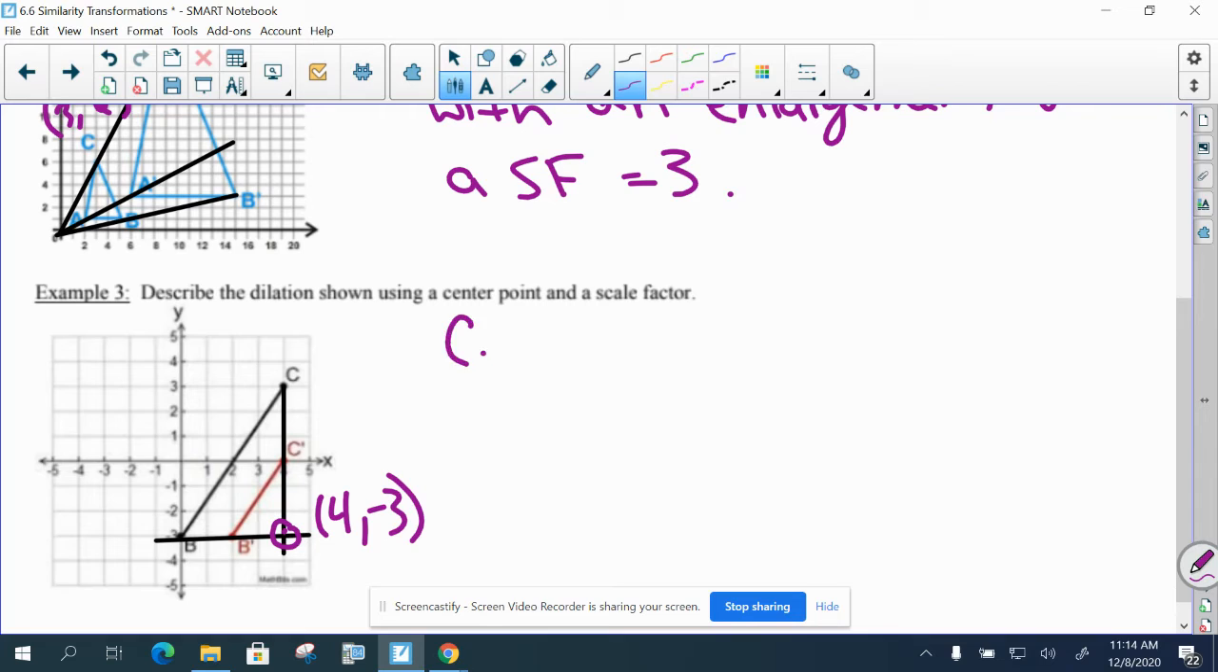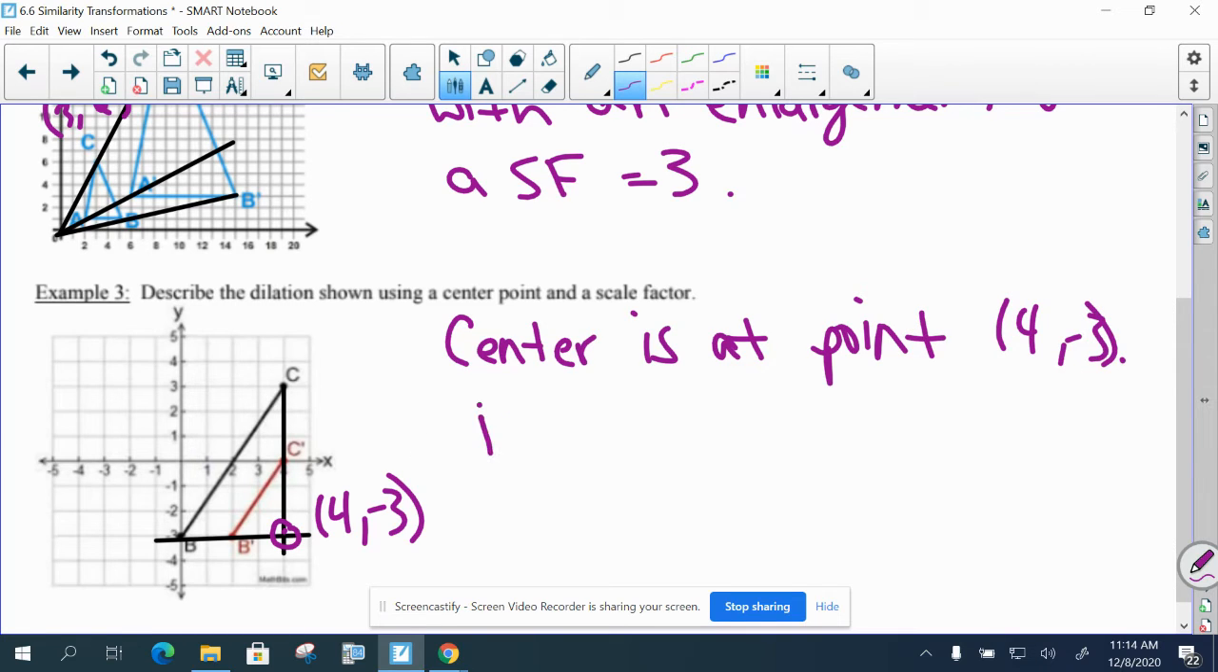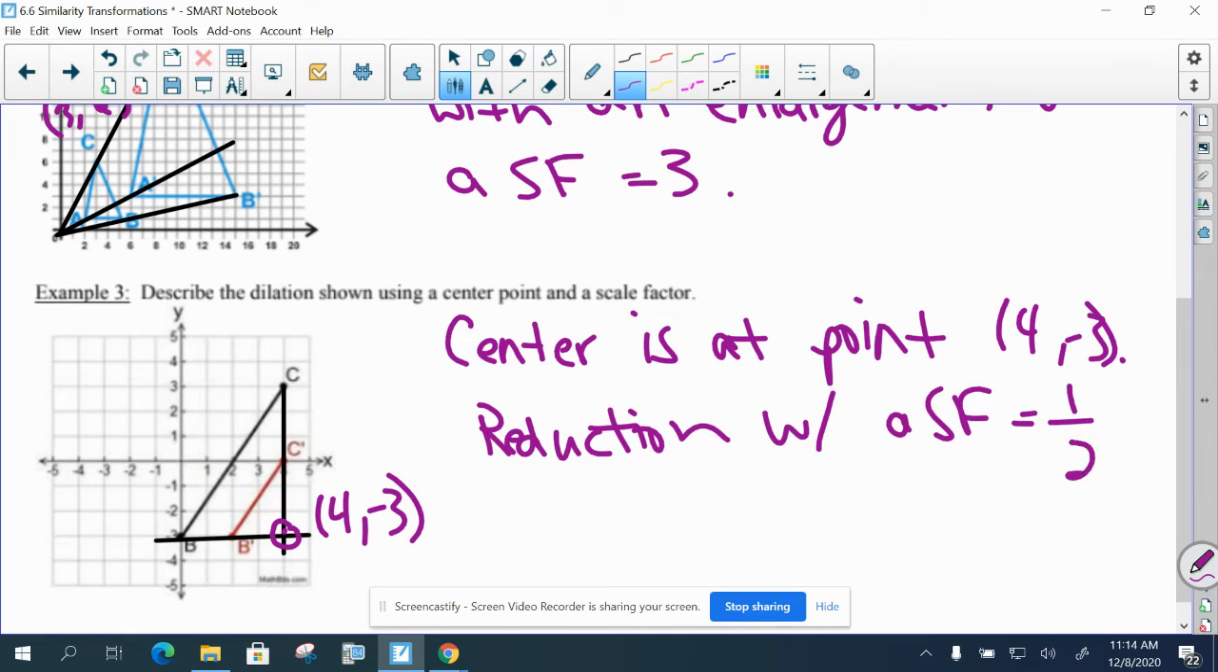So center is at point 4, -3, and then reduction with a scale factor equal to 1/2. Or you could say reduction of 1/2 with center at the point 4, -3.